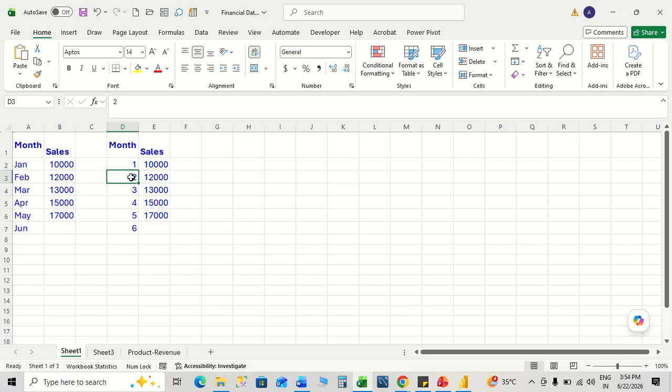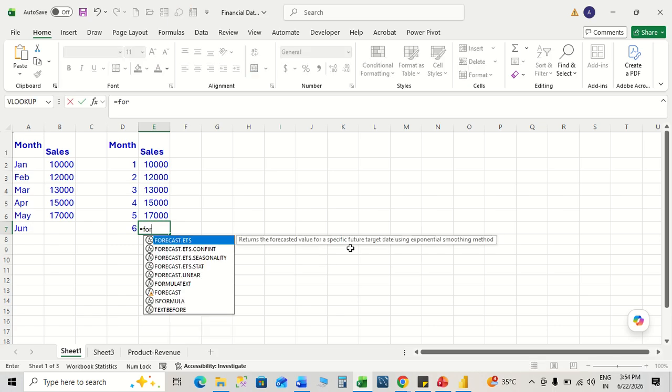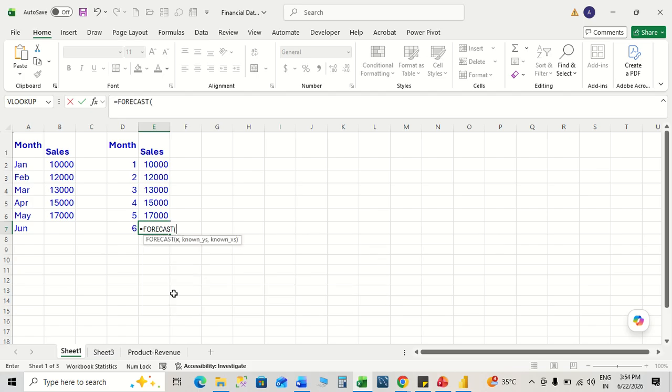So first month, second month, third month, fourth, fifth, sixth month. I want data for the sixth month. So we have a formula: equal to forecast, forecast this one, x. What is x? X is nothing but the month. Then known y, this row, comma, known x. This is the x. Close the bracket.